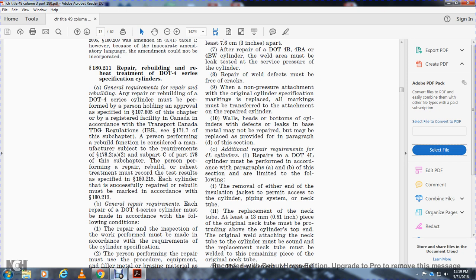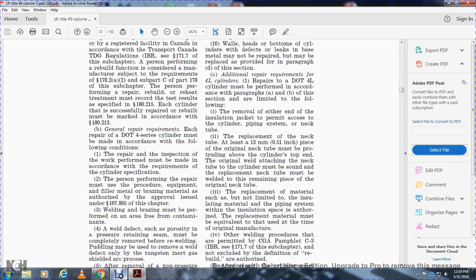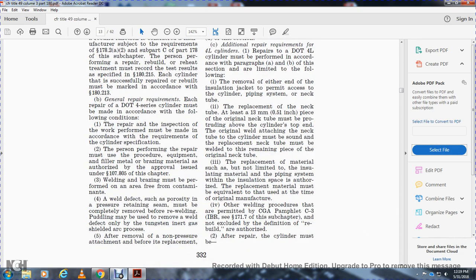The neck of the tube of the cylinder must be sound, and the replacement neck tube must be welded to the remaining pieces of the original neck tube. 3. The replacement of material, such as, but not limited to, the insulation material of the piping system with an insulation space. The replacement material must be equivalent to that used at the time of the original manufacture. Other welding procedures that are permitted by CGA pamphlet C3 are not excluded by the definition of rebuild that they authorized.